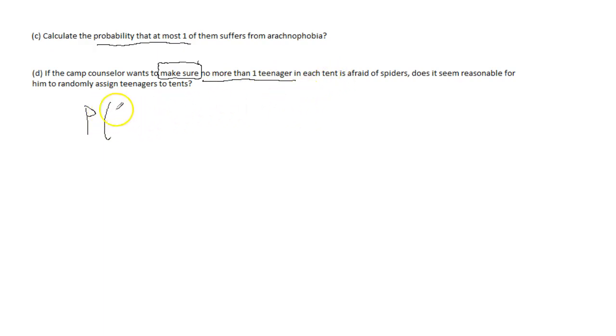So we want to make sure that the probability that X, meaning whatever the number of people that are afraid of spiders, the probability that X is greater than 1 is equal to 0. We want to know, is that possible? I mean, is that going to happen if we have a random assignment? Well, we should figure that out based on the probability from part C.